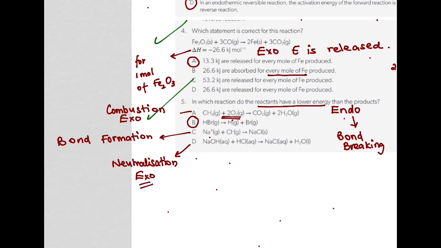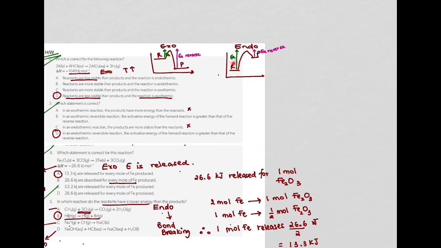So we are left with answer B, where you have HBr forming H and Br. So here you have bond breaking. Bond breaking is endothermic. And for endothermic reactions, reactants have lower energy than products. Answer is B.